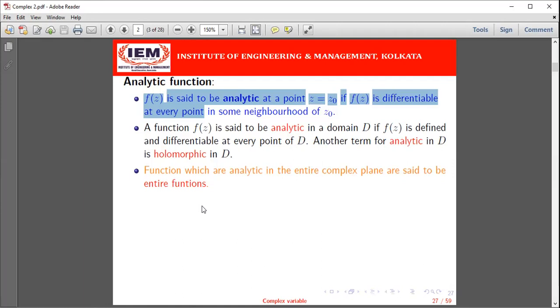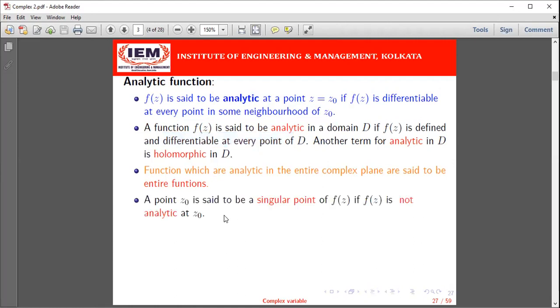Compared to that, the stronger one is the entire function. In the first case, the function is analytic at only one point. Here the function is analytic in some domain. Here the function is analytic in the entire complex plane. That means we choose the complex plane Z, and if we pick any complex number, the function will be analytic at that point. That is called an entire function.